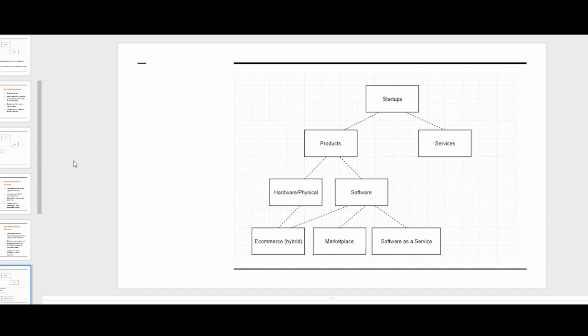Now, software startups can be broken down into pieces as well. The first one that you're probably most familiar with is the e-commerce hybrid, right? We're going to approach this last. But marketplaces and software as a service are the two distinct classifications of software startups.